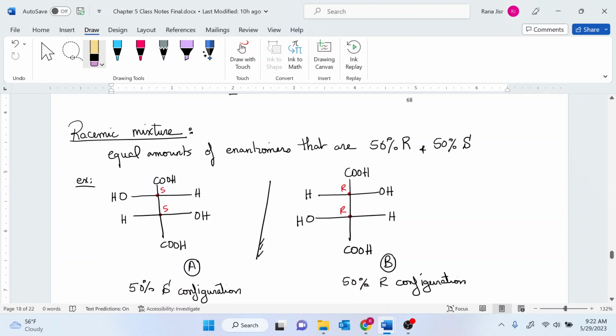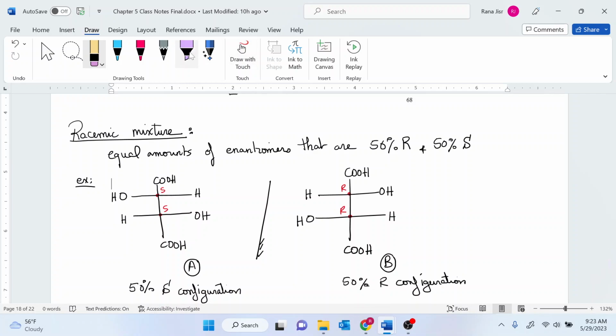Let's consider molecule A. Molecule A is optically active, and the reason why it's optically active is because it has two chiral centers and it has a mirror image. If molecule A has all its chiral centers rotating in one direction, here counterclockwise, then its mirror image will have its chiral centers rotating in the other direction, which is R in this case. So A will be 50% S configuration, and B will be 50% R configuration.